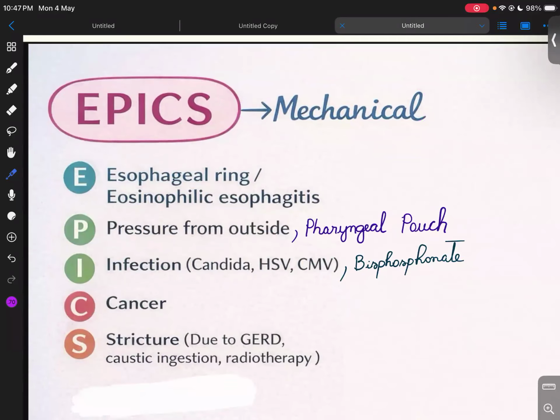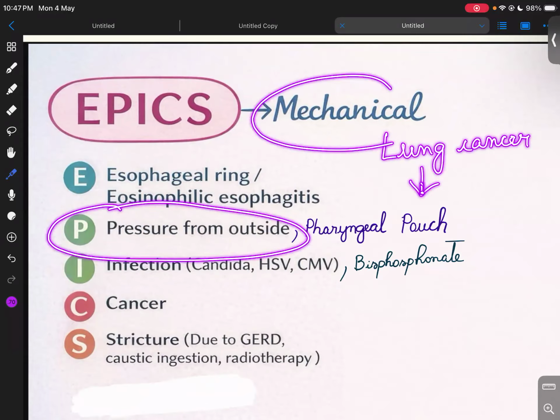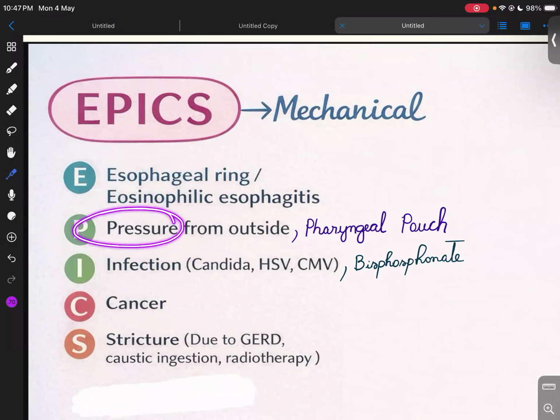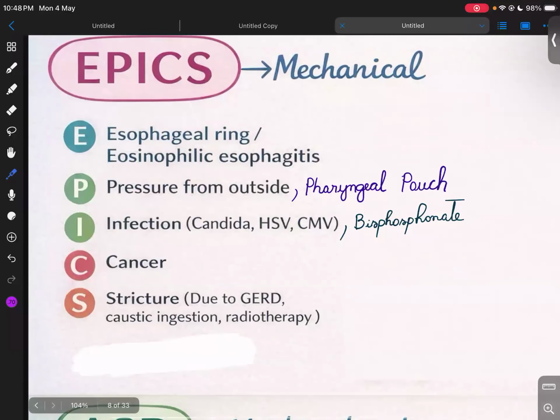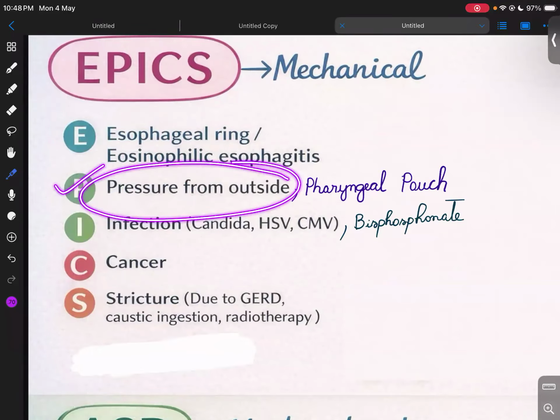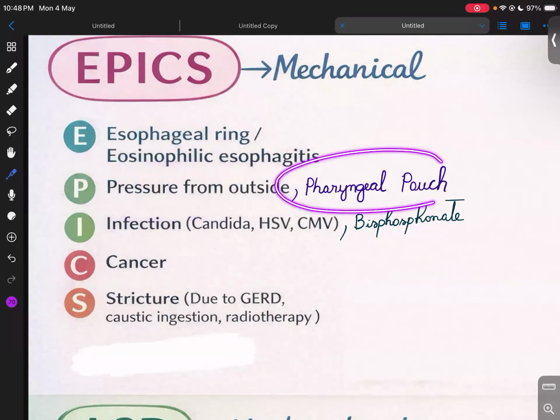Also, if anyone has lung cancer, and the mass of the lung cancer resides around the esophageal wall, that can compress the esophagus, resulting in mechanical dysphagia. So that means pressure from outside. Another P is for pharyngeal pouch. I'm also going to discuss how to rule them out, the screening question for each of them. Just wait for some time. So P goes for pressure from outside. This is likely due to malignancy, and pharyngeal pouch.